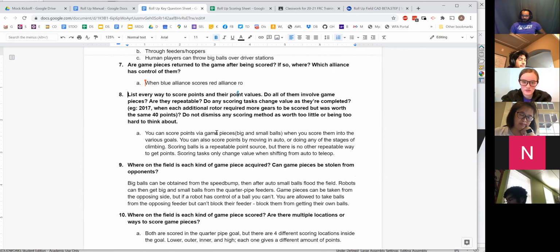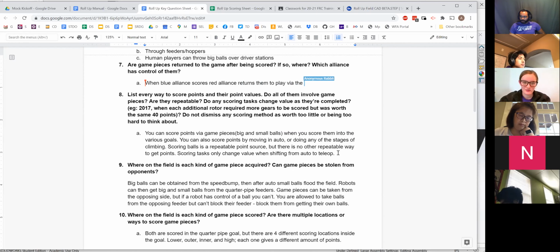Okay, so we can score game pieces into the various goals. You can score points by moving in auto, and for any stages of climbing. Scoring balls is a repeatable point source, but there are no other repeatable ways. So you can only get the climbing points once. That's reasonable.